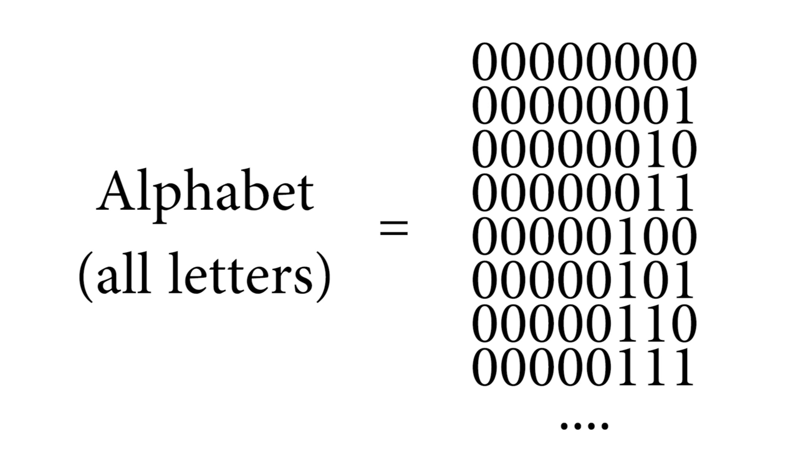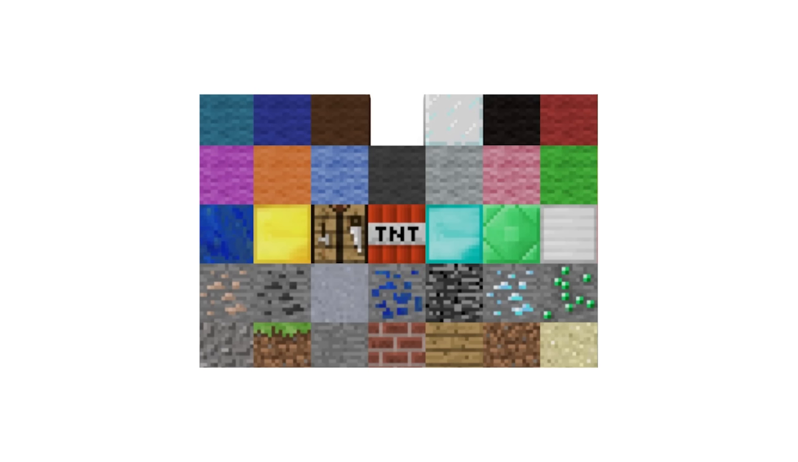In our case, we're trying to store a file. A file is made up of bytes, of which there's 2 to the 8 possible. So our alphabet consists of 256 letters. Now we need a corresponding symbol to go along with each letter. Luckily, in Minecraft, there's far more than 256 blocks to correspond to each byte.